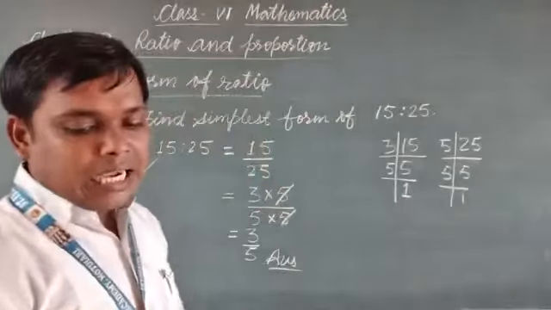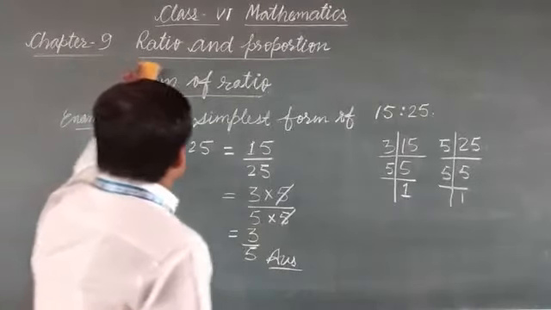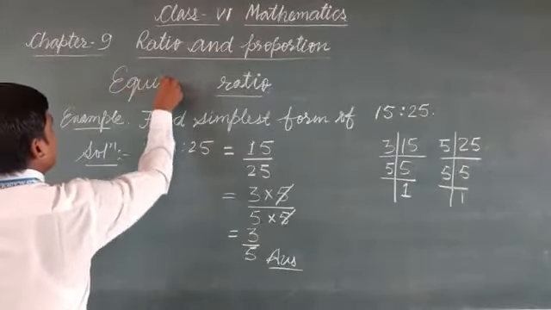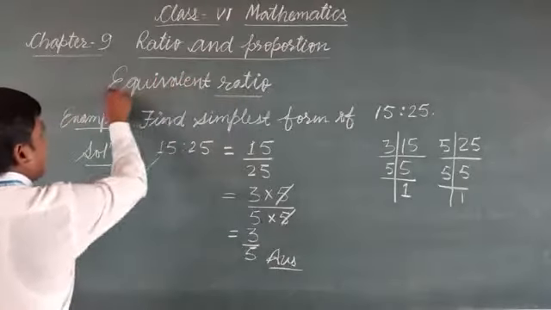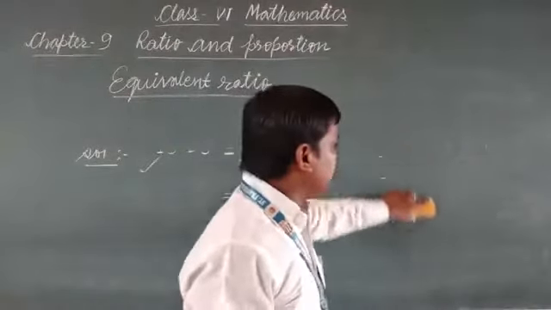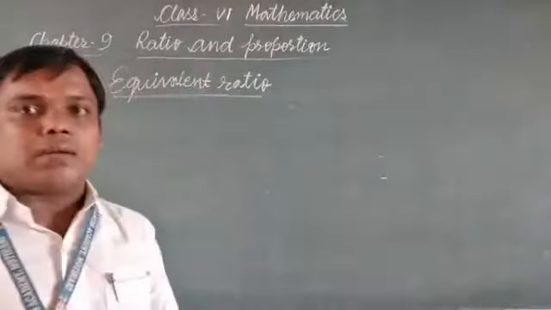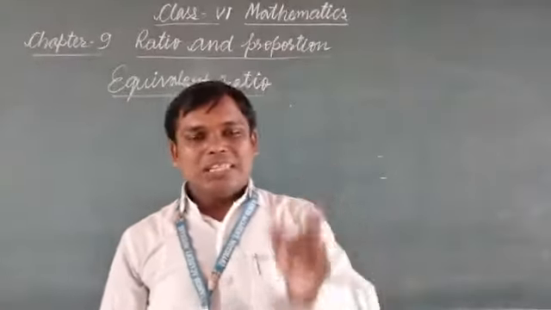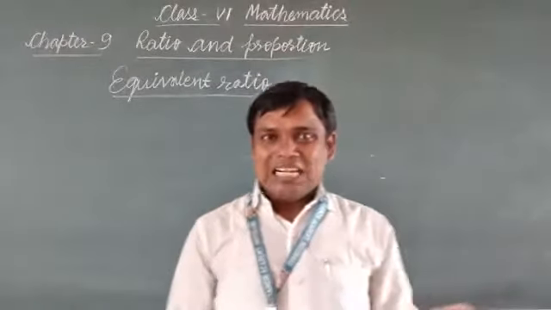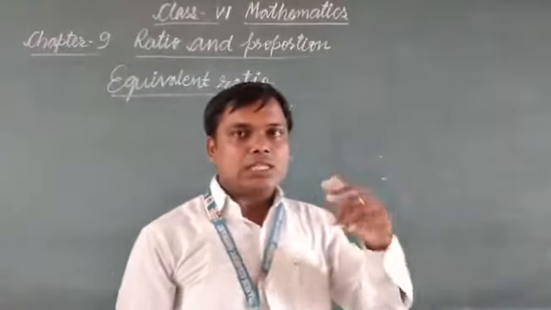Our next topic is equivalent ratio. Two ratios are said to be equivalent to each other if the first term of the first ratio multiplied by the second term of the second ratio is equal to the second term of the first ratio multiplied by the first term of the second ratio.